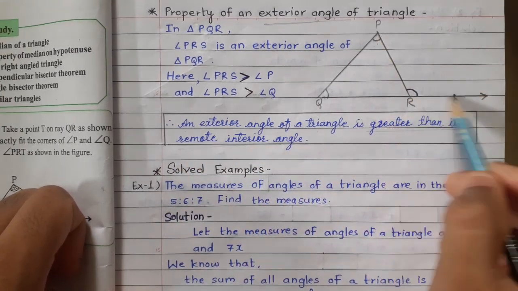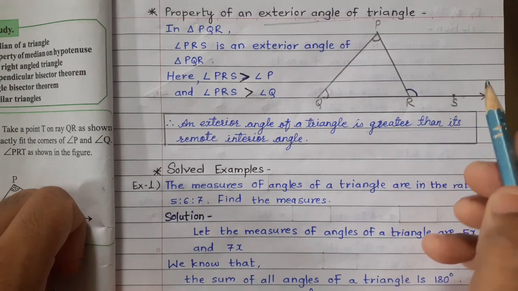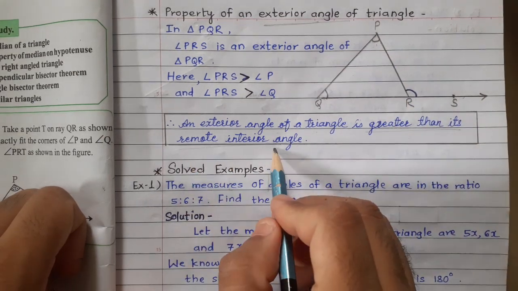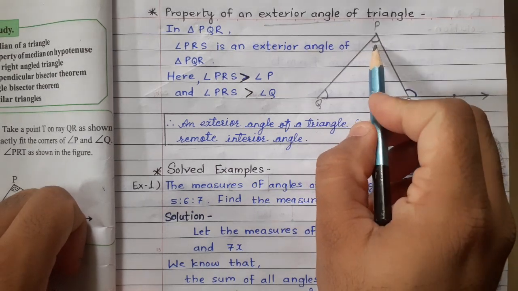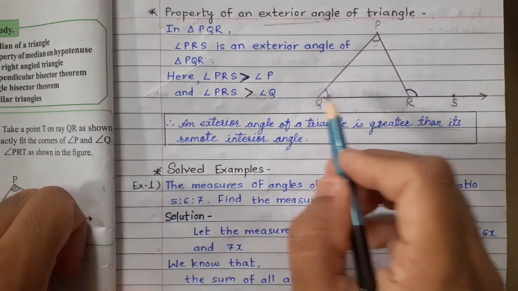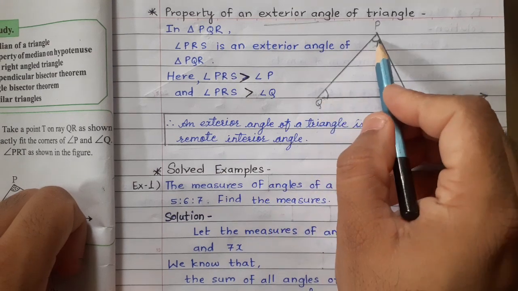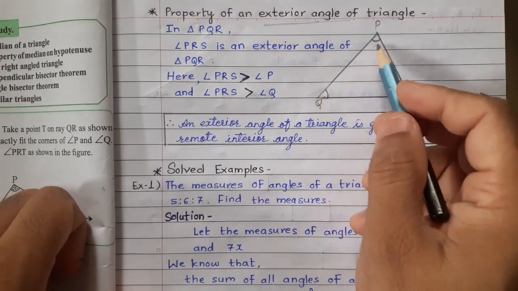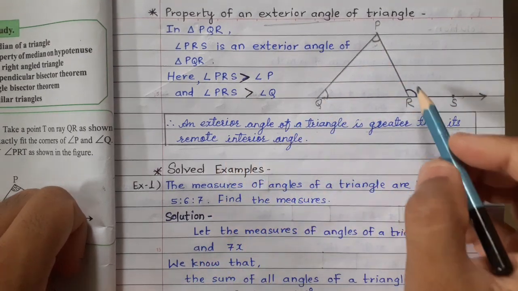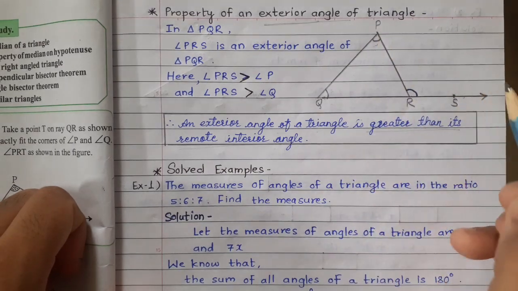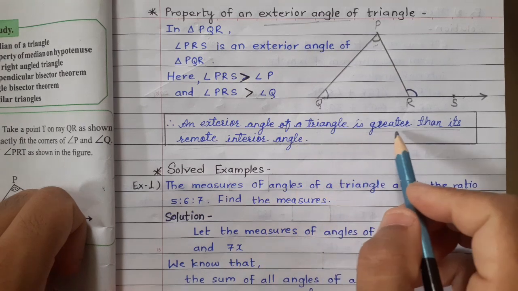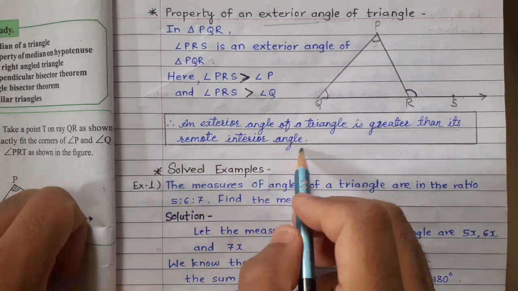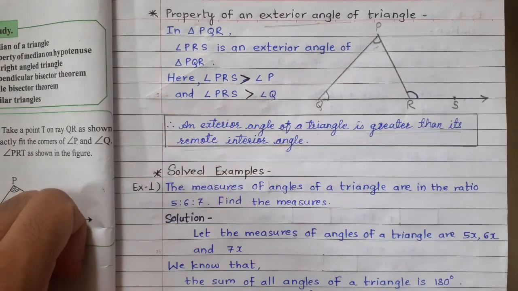An exterior angle, angle PRS, is greater than its remote interior angles. Angle PRS is greater than angle P, and angle PRS is greater than angle Q, because angle P and angle Q are the remote interior angles of the exterior angle PRS. An exterior angle of a triangle is greater than its remote interior angle. Remember this property.